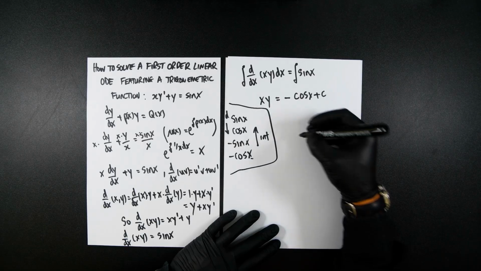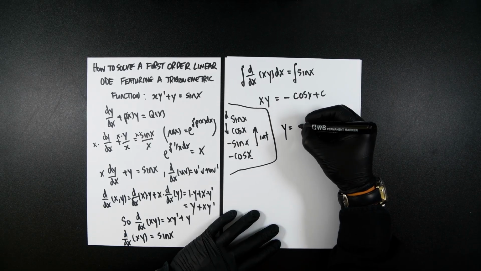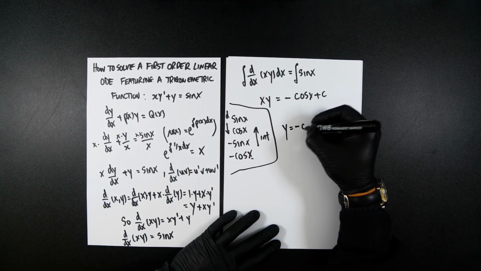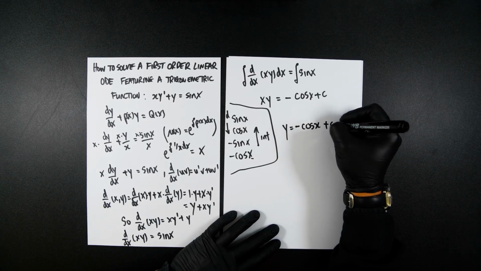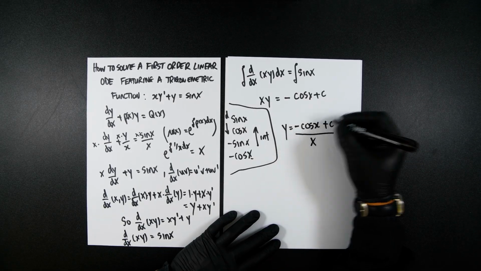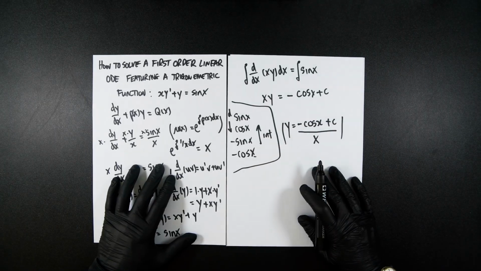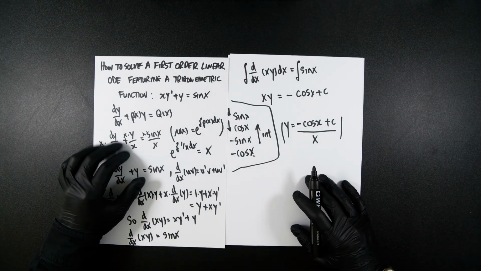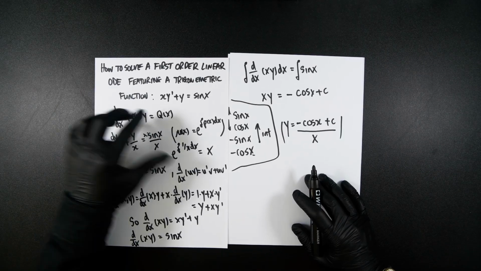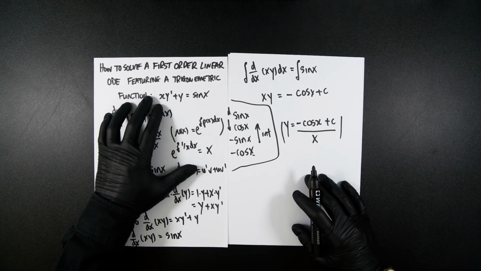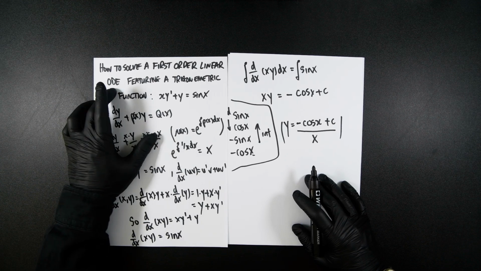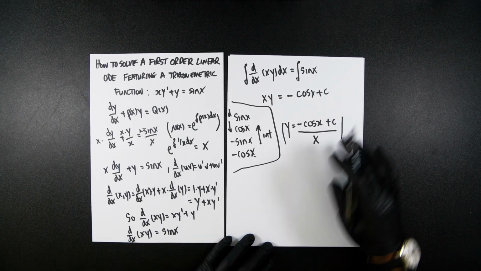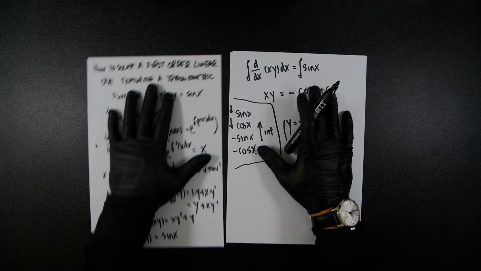And now let's get it in terms of y. So the last step is going to be y equals minus cos x plus c, all divided by x. So now we have solved the equation with the trigonometric function, which is a first order linear ordinary differential equation, and that's your solution.